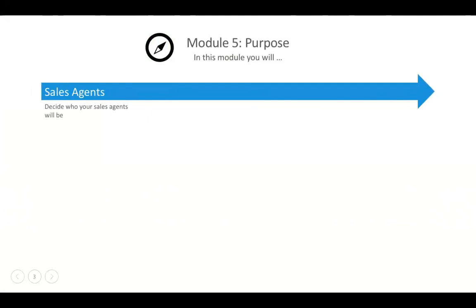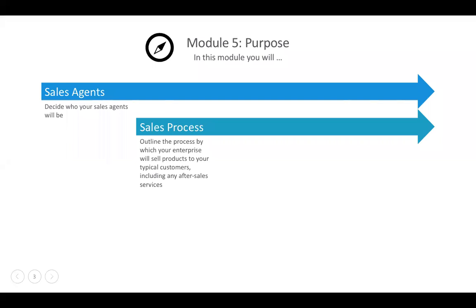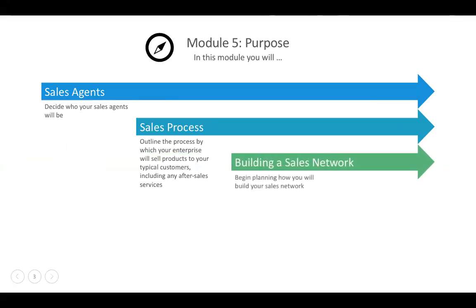In this module, you will decide who your sales agents will be. You will outline the process by which your enterprise will sell products to your typical customers, including any after-sales service. And you will begin planning how you will build your sales network.